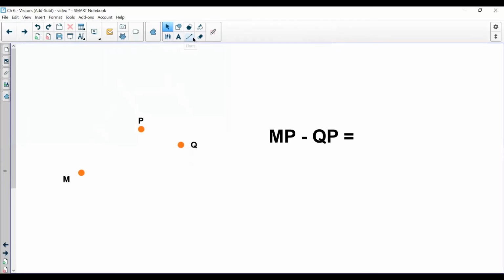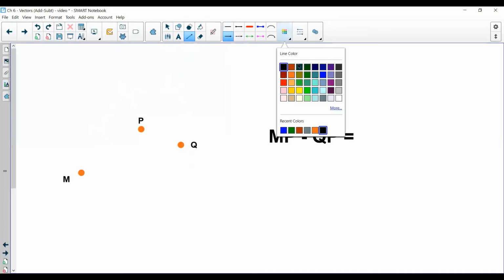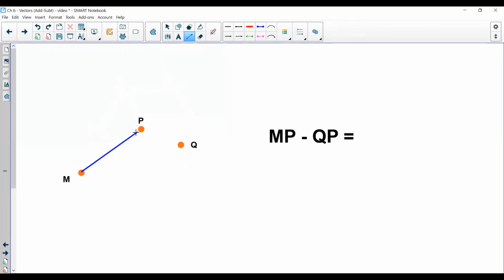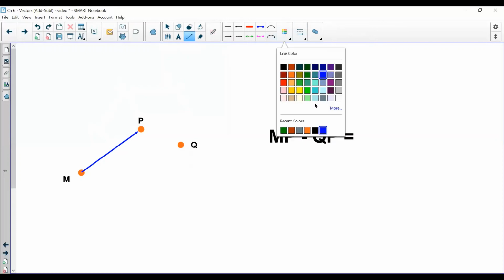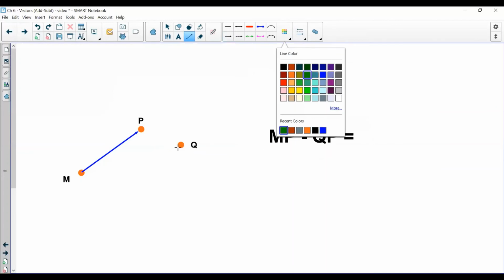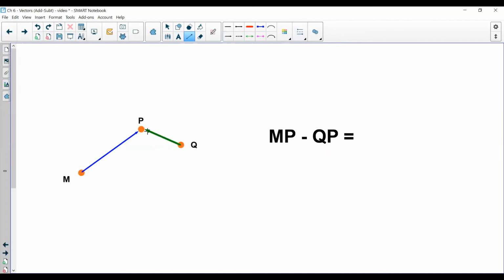So here we're being told to start at point M and then travel to point P. So let's do exactly that. So we will travel from point M to point P. So there's a vector. There's the tail of the vector and there's the head of the vector. But then it's asking algebraically to subtract QP. Now QP is a different vector altogether. QP is there to there. So that's QP.